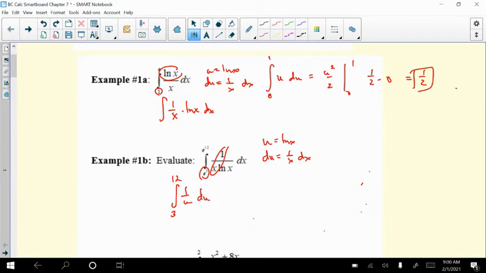But now 1 over u has an antiderivative of the natural log of the absolute value of u, evaluated from 3 to 12. Now, the antiderivative of 1 over u requires absolute value to match up the domains, but once your values are positive, like 12 and 3 are, then you don't need the absolute value anymore. And most likely you'd see this as the natural log of 4, since you can combine that to be the natural log of 12 divided by 3. Okay, so that's 1a and 1b, excellent.